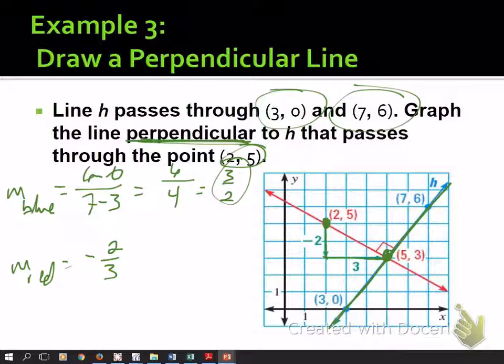So find the slope of the blue line first, flip it and switch the sign, and that becomes the slope of our new line. And we can just go to the point we want it to go through, (2, 5), apply that opposite reciprocal slope to make the 2 lines perpendicular. Okay?